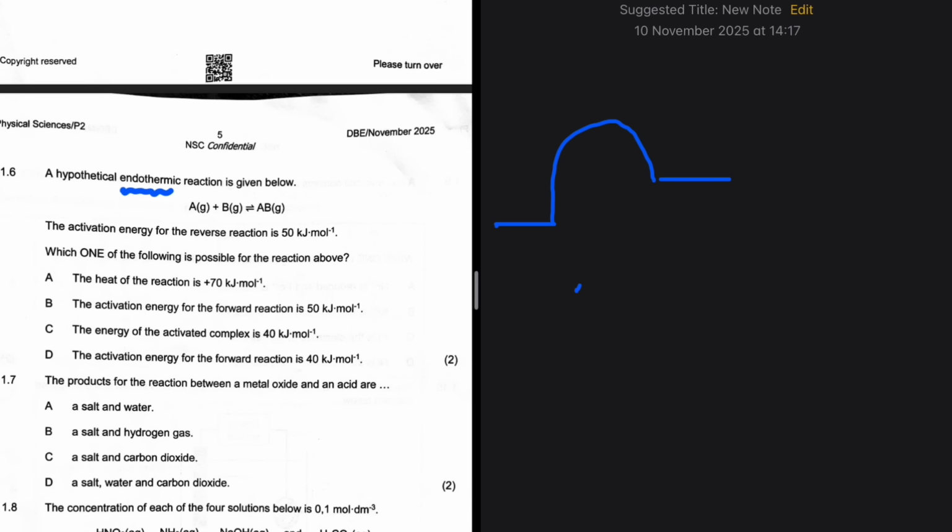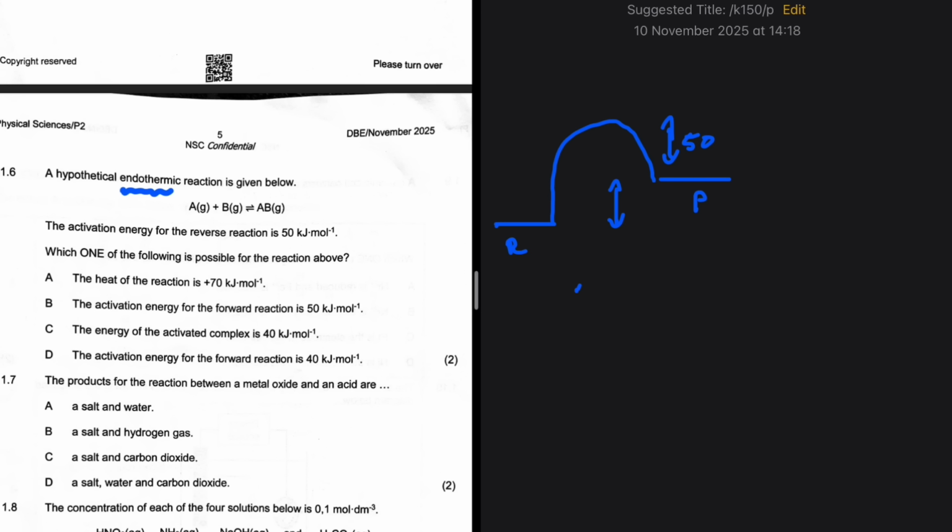So if the reaction is endothermic, it looks like something like this. These are the reactants, obviously. These are the products. All right. And then this is some enthalpy change. Okay. And then it says the activation energy for the reverse reaction is 50 kilojoules per mole. So we have 50 kilojoules per mole there. Right. So which one of the following is possible?